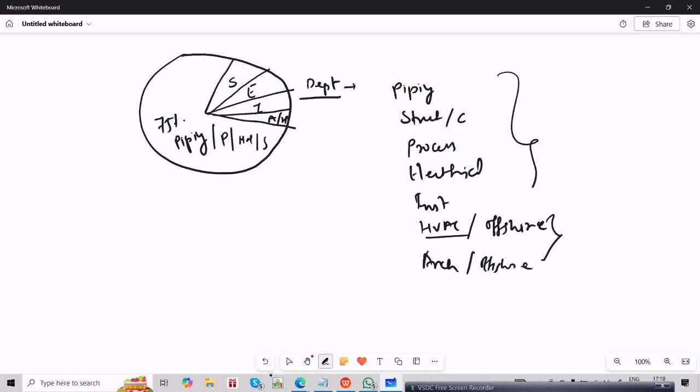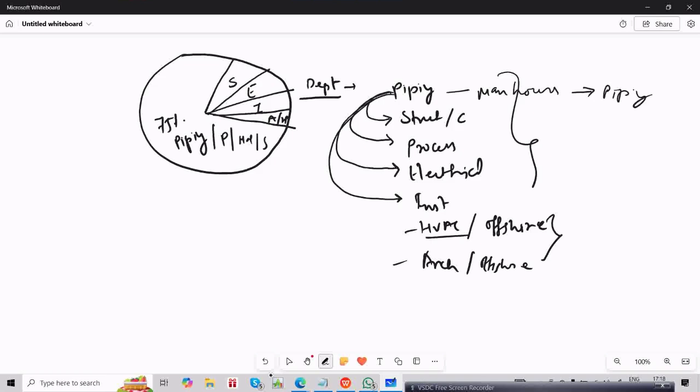Now this piping is giving information to structural, this piping is taking information from process, and this piping is giving information to electrical, and this piping is giving information to instrument, and similarly to HVAC and architecture also. Right? So the maximum number of man hours is spent on piping.